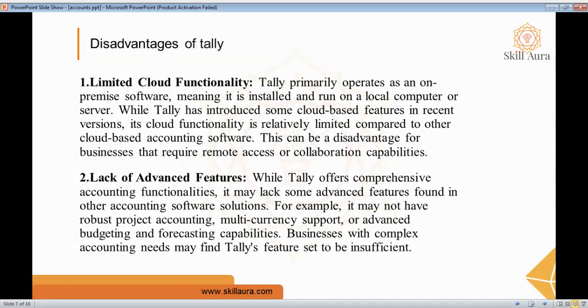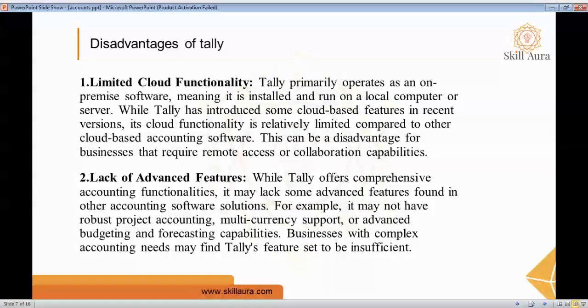So, let's have another example which helps you to understand easily. Let's understand a large enterprise which needs an advanced inventory management feature which Tally does not offer, forcing them to use additional software.